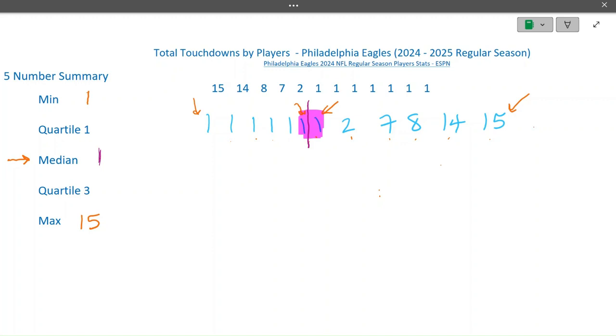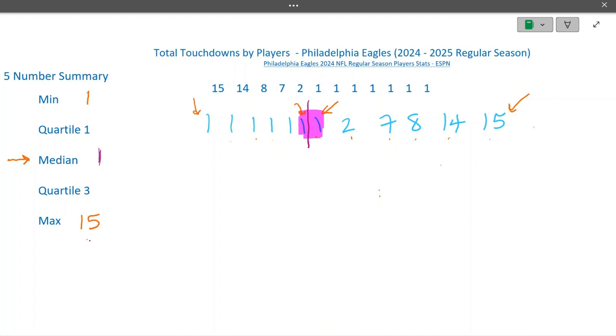Also, just a quick side note, the median sometimes is called quartile 2. Okay, so you might hear that. They're interchangeable terms, so median and quartile 2. All right, so let's really quickly talk about what the median means in context. What this means is 50% of the players scored 1 touchdown or less, except not less because our minimum is 1. So scored 1 touchdown. And 50% of the players on this team scored more than 1 touchdown, but no more than our maximum number of touchdowns, which is 15.